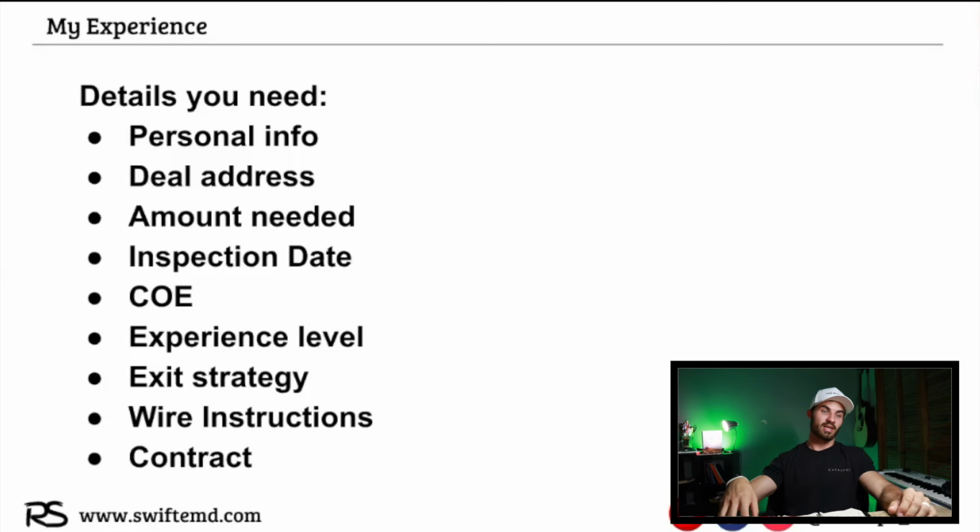So you want to know, is this person wholesaling the property or are they buying the property? Because there is going to be a massive difference on how we go about lending based on that answer. Wire instructions. If you guys don't know what a wire is, it's just sending money electronically, right? Bank to title company, whatever.